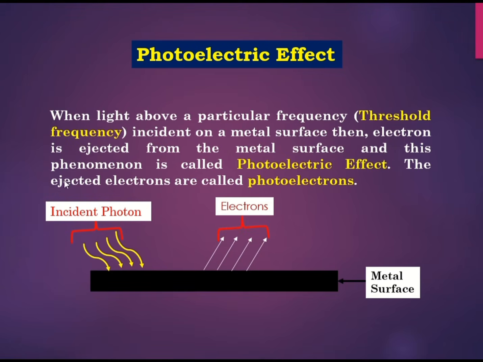So these are electrons. These photons are incident on a metal surface, and the frequency of this photon is greater than a particular frequency. Now this particular frequency is the threshold frequency, which depends upon the nature of the metal surface we are using. It varies from material to material, metal to metal. So when these photons are incident on a metal surface, without any time lag, electrons are ejected out from this metal surface. These electrons are called photoelectrons, and this entire effect is called the photoelectric effect.